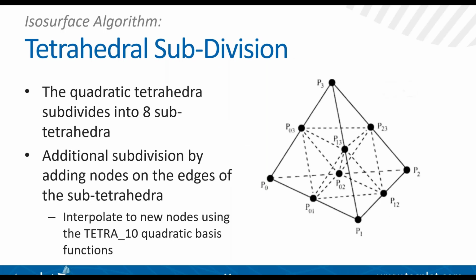Likewise, for the tetrahedra, the quadratic tetrahedra also subdivides into 8 sub-tetrahedra, as you can see on the right. And then additional subdivision is done by adding nodes at the edges of the subtetrahedra. And you interpolate again to those new nodes using the quadratic basis function. That's the key in all of these element types, is you use the main element higher order basis functions.